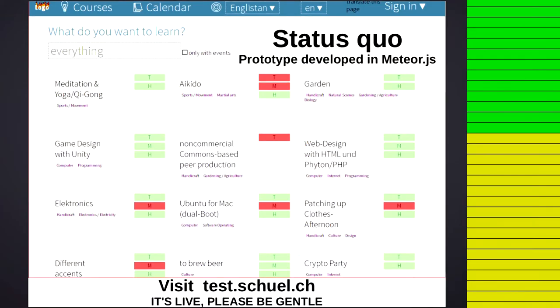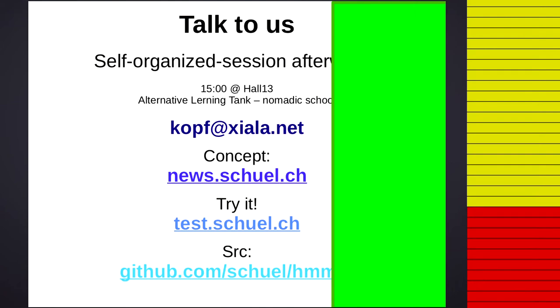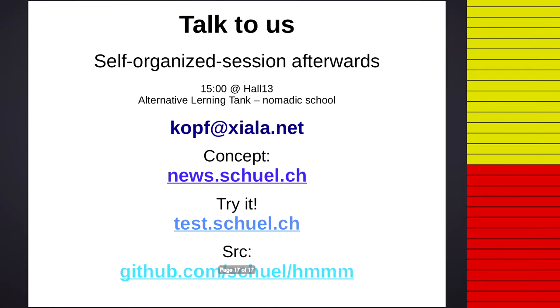So we're writing this prototype on how we imagine this to work. We call it HMM. It covers the essential functions. You can reach it at test.schul.ch. Please be gentle with it. It's work in progress. It's also public, so behave. We'll try to use this in public spaces. Come talk to us. We're developing it. We need help.